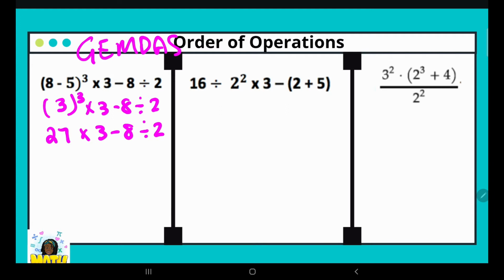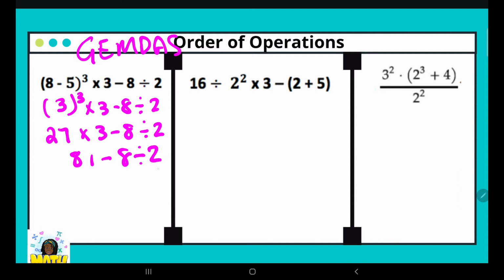Now I have multiplication and division. So I'm going to multiply and divide from left to right. So I have 27 times 3 minus 8 divided by 2. So 27 times 3 is 81. And then I'm bringing everything else down.